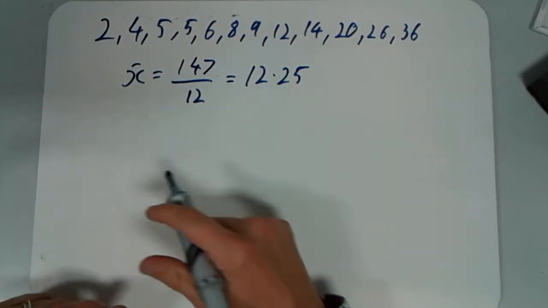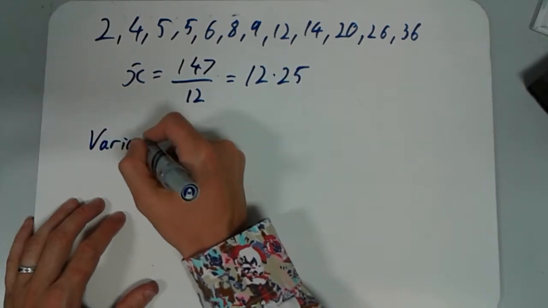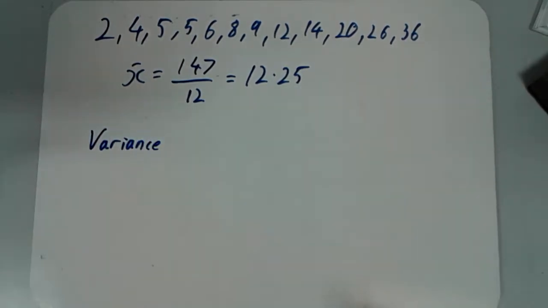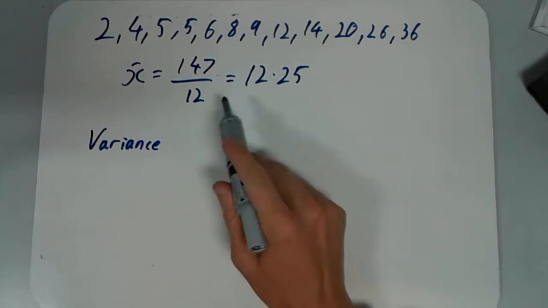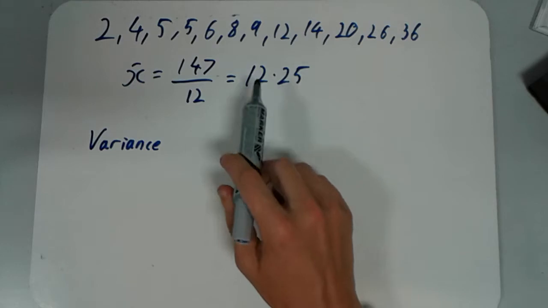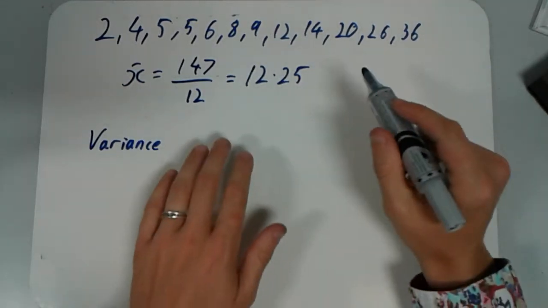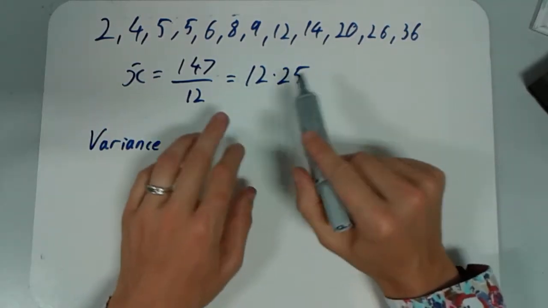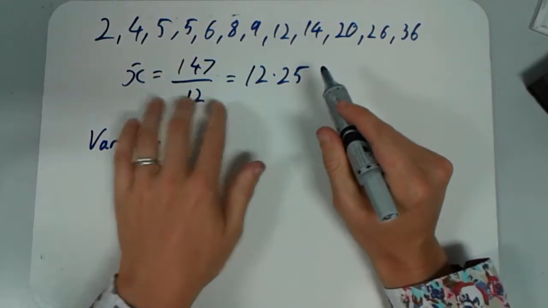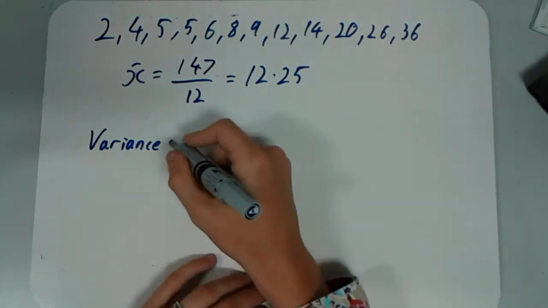We then have two measures of spread that we'll use. The first one is what we call variance. What that does is it works out the average distance between the mean and your data. Now we can't simply just add up those differences because on average we'll have as much below our mean as we do above the mean by definition.